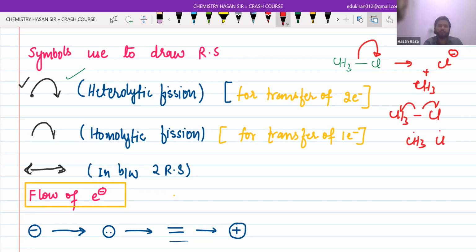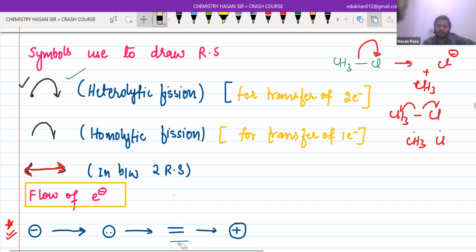And this is the arrow that we use in between two resonating structures. And this is very important. Flow of electron will always take place from negative to lone pair to pi bond to positive. If you have negative and positive, then negative to positive it will go. If you have negative charge and lone pair, then negative to lone pair will go. So this is high potential to low potential. Negative charge is the high potential, then comes your lone pair, then comes your pi bond, and then comes your positive charge, which is very low.